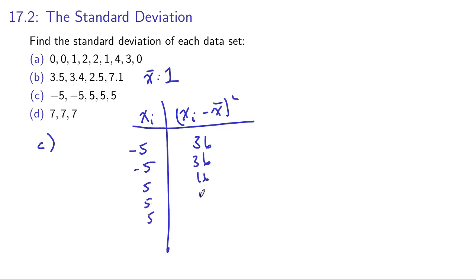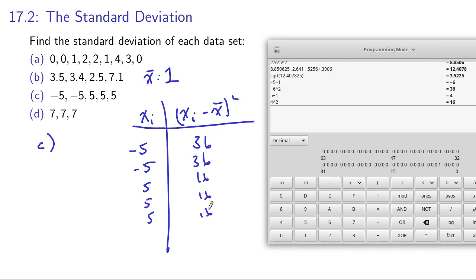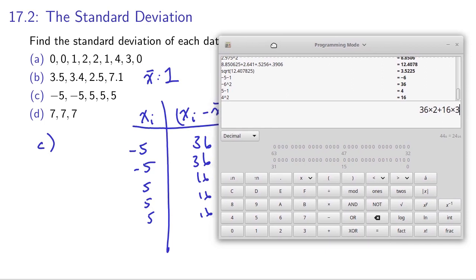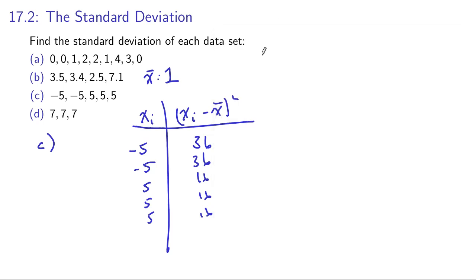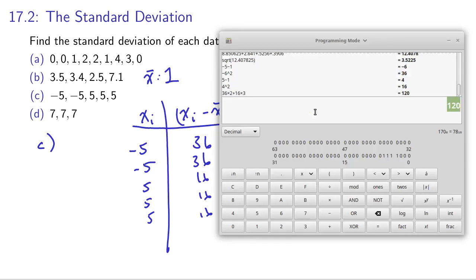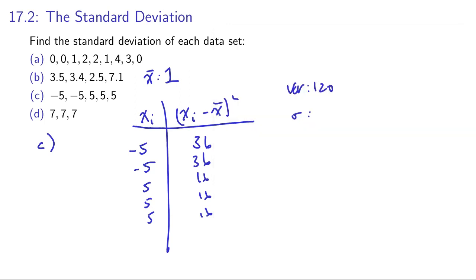There's 3 of those. So adding all those together would be the same as 36 times 2 plus 16 times 3. Sorry, I realized it's off the screen there. And that gives us 120 for our sum. So our sigma will be the square root of that, 10.95. So we can see that while the mean is very small here, the deviation is big, meaning that this is a spread out data set.